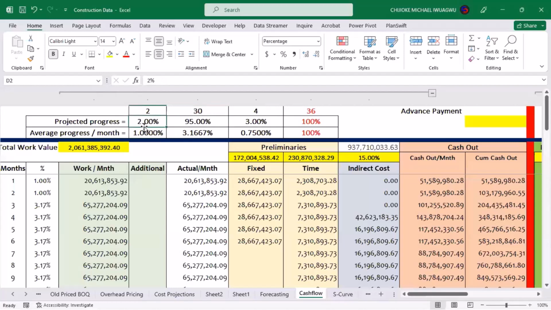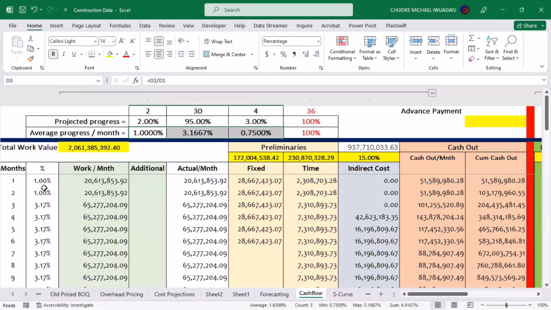So for 2 months, 2% will be achieved in 2 months. I'll divide them equally among them. 95% will be achieved in 30 months. I divide 95% by 30 months. It will give me 3.166. Likewise, 3% will be achieved in 4 months, and I'll divide 3% by 4 months. That will give me these percentages that I have here, which are my outputs.